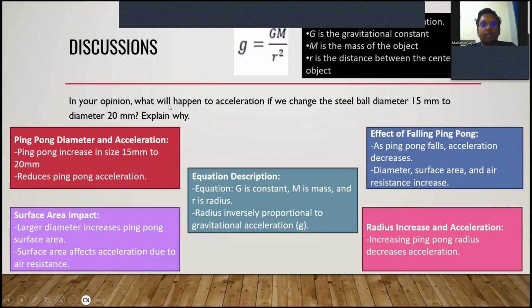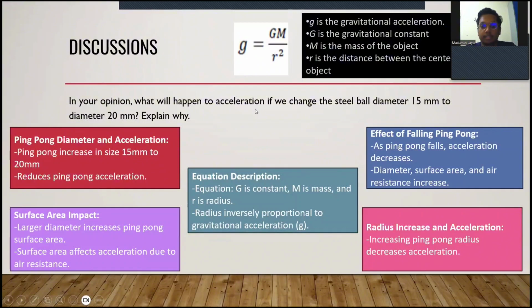The third question is, in your opinion, what will happen to acceleration if we change the steel ball, or the ping pong ball, diameter 50 millimeter to diameter 20 millimeter, and explain why. First, if we increase the ping pong diameter, it will reduce the ping pong acceleration. Thus, the surface impact will have a larger diameter, which increases the ping pong surface area. The surface area affects acceleration due to air resistance.